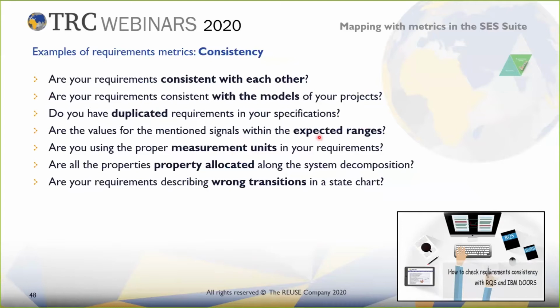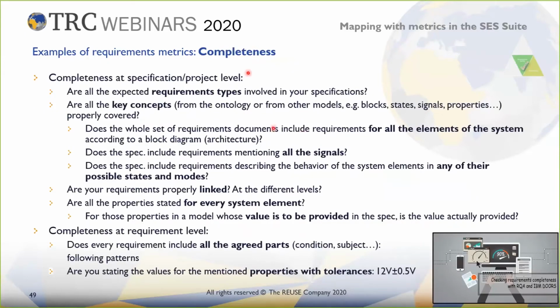We can search by expected ranges and confirm that our values are in those expected ranges, measurement units, properties allocated such as power, weight, or whatever, or transitions for state machines. We can make a lot of kinds of consistency metrics. And for completeness as well, we can establish several kinds of completeness: requirement type, key concept, check for all the elements of the system, of signal levels, states or models, and several other completeness aspects.